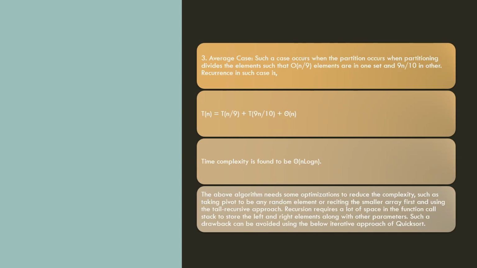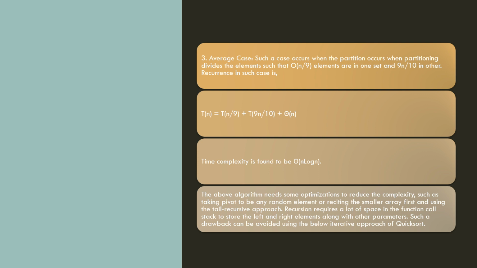And next is the average case. So, such a case occurs when partitioning divides the elements such that n over 10 elements are in one set, and 9n over 10 in the other. The recurrence in such a case is T of n is equal to T of n over 10 plus T of 9n over 10 plus theta of n. So time complexity is found to be theta of n log n.